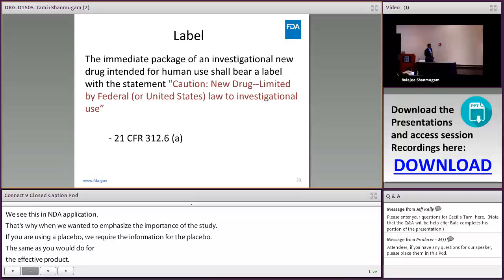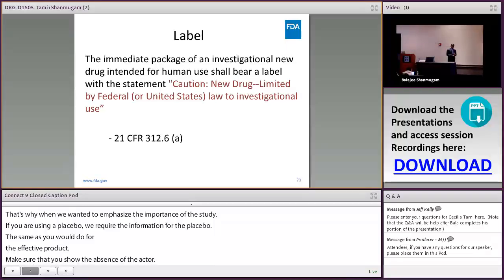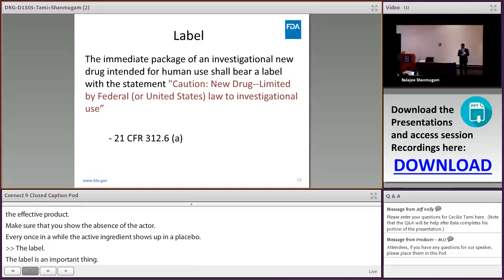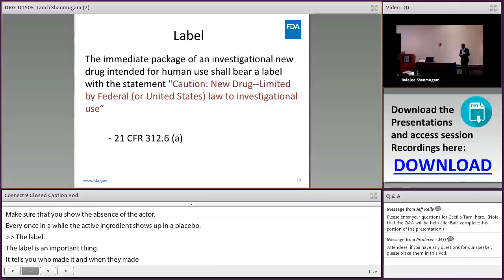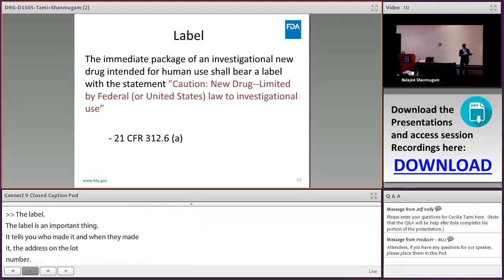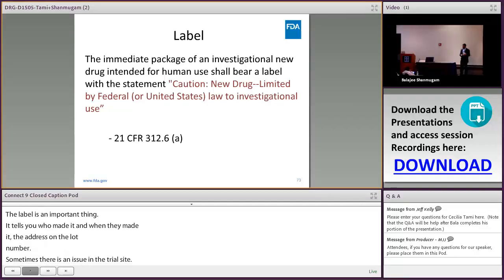Label. The label is such an important thing because when it goes to the clinical trial study, it tells you who made it, when they made it, the address, the lot number. If there has to be a recall or there is an issue at the trial sites, they own the responsibility for these clinical trial materials. And the patients have to know that this is a product under an investigational drug and not something for treatment. Also, the reason we have an IND in the first place is for interstate commerce, to be able to transport drugs across the states. So this is a must for us to have.